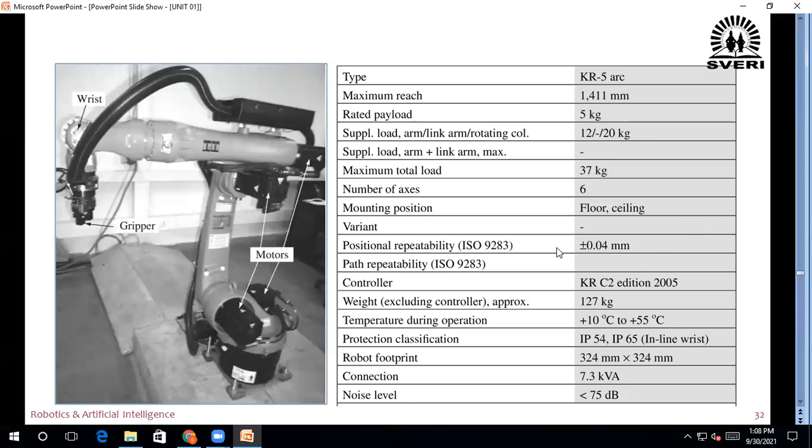Then variant, they are not given, different types. Positional repeatability plus minus 0.04 mm. Then controller KRC2 edition 2005. Weight excluding controller approximately 127 kg. Temperature during operation plus 10 degrees Celsius to minus 55 degrees Celsius. Protection definition IP54, IP65, inline wrist. Inline with the wrist. IP means ingress protection.